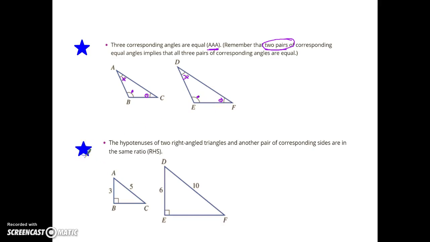The final similarity test is our RHS, which is the right angle, hypotenuse, and another side. So if ever you have a right angled triangle, you'd be looking to use this similarity test. So both of my triangles have a right angle. Then I'm checking, do the corresponding sides have the same ratio? So let's check. The image over the original, image over the original, they both equal 2, so both pairs of sides are in the same ratio. We have a right angle, so our similarity test has been proven, and that's an RHS test.